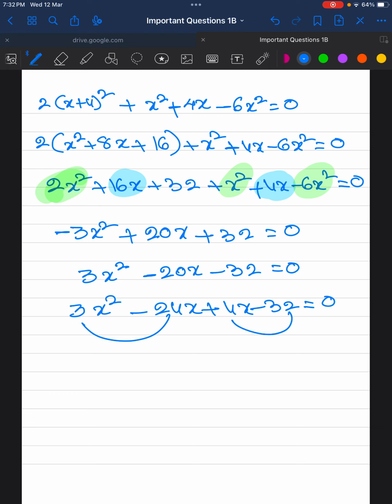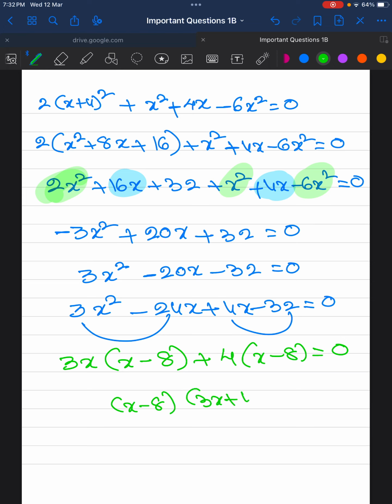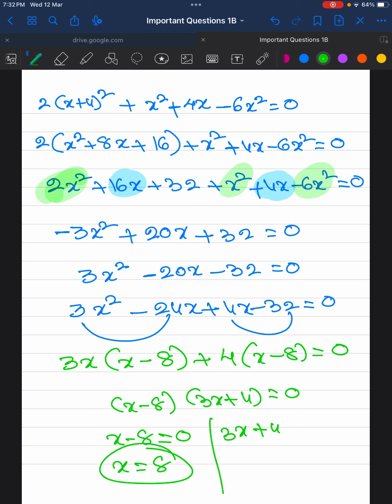Here and here, what can I take common? If I take common 3x, I am left with x minus 8, plus 4 common, x minus 8 is equal to 0. X minus 8 into 3x plus 4 is equal to 0. X minus 8 is equal to 0, so x is equal to 8 I got. 3x plus 4 is equal to 0, x is equal to minus 4 by 3 I got.